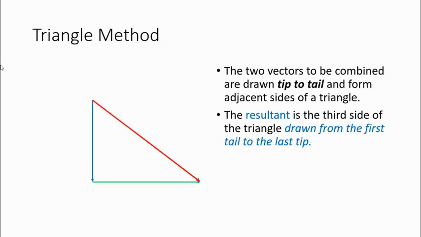Meaning, if we're adding two perpendicular vectors, the two vectors to be combined are drawn tip to tail and they form adjacent sides of the triangle. So where the blue vector ends, the green one begins. The tip of the blue to the tail of the green, those are the two vectors you're adding. The direction of the resultant is from the first tail to the last tip. So this red line here has to be pointing in the direction shown.